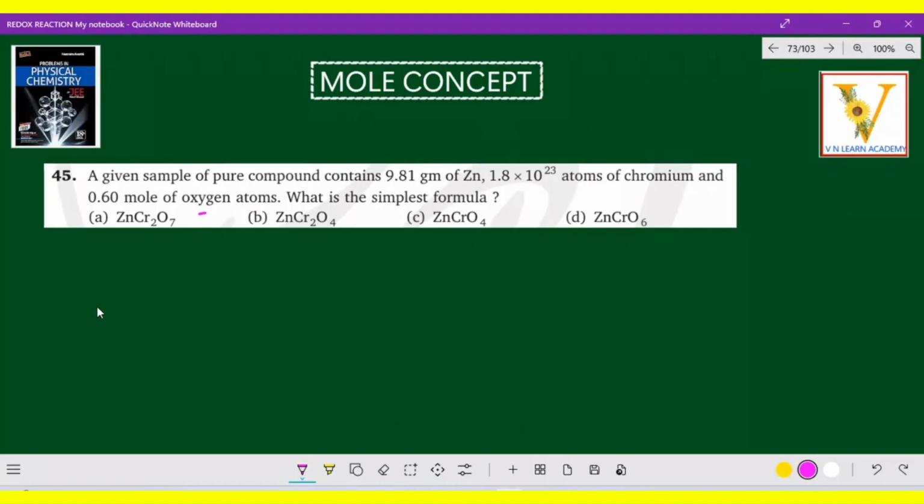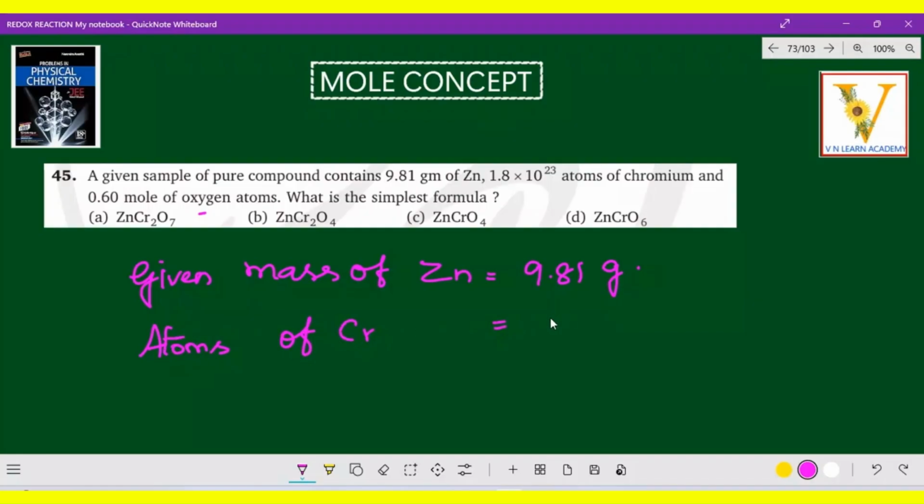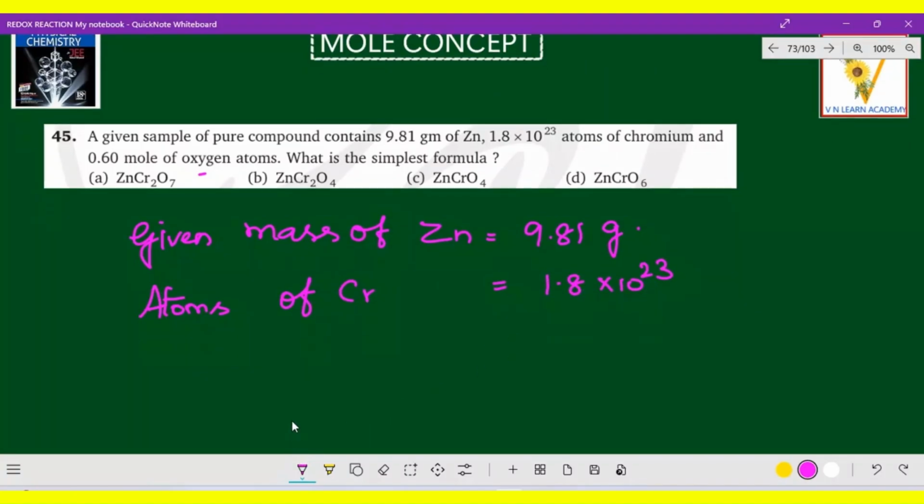Now here, the given mass. Let us write the data first so we will get clarity. The given mass of zinc is 9.81 gram. And for chromium, these are atoms of chromium: 1.8 into 10 to the power of 23 atoms. Now the next one, the mole of oxygen.